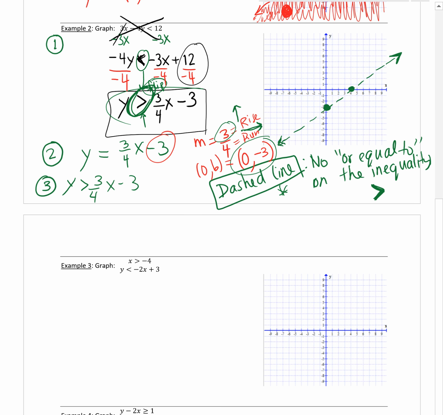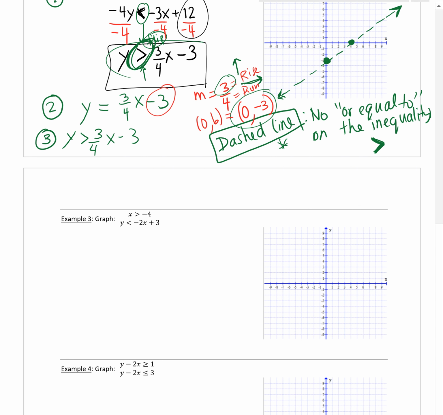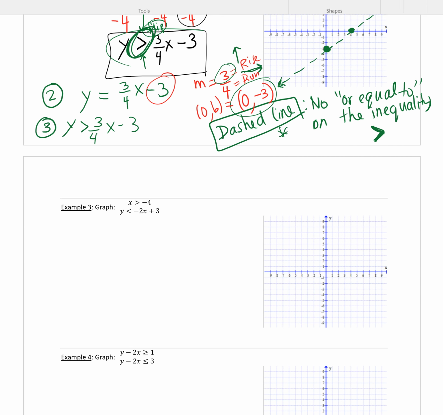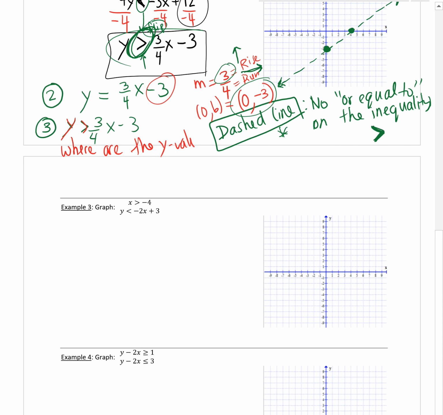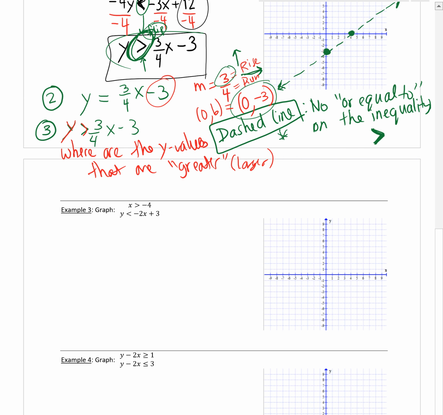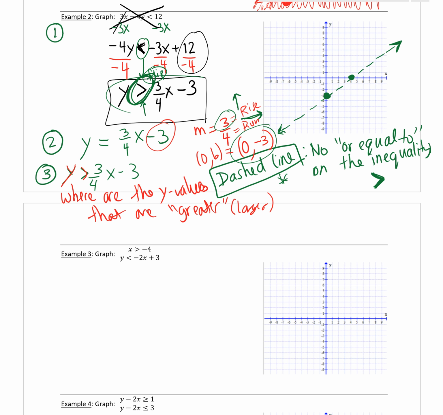You might have a hard time remembering, okay, how do I know if it's shading above or below? For me, the way I think of it is, read this out loud. This is y greater than something. I always think, where are the y values that are greater? Well, if I think about the y-axis, where are the larger y values? Are they above or below? Are they going upward or downward? Well, for sure, the y-axis has all its larger values upward. So that's how I know I'm going to shade above. That's how I remember it.